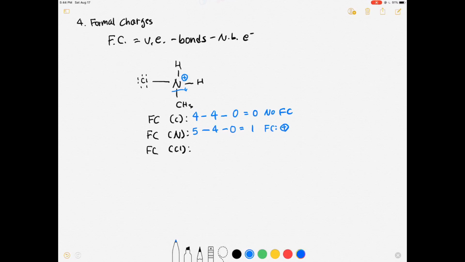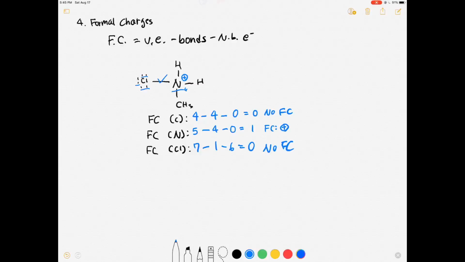For chlorine, how many bonds is it forming? Okay, you know what? Let's start with the valence electron. How many valence electrons does chlorine have? So periodic table, once again, you have 7 valence electrons. Okay, 7 minus, how many bonds is it forming? It has only 1 over here with nitrogen. Okay, so 7 minus 1. And how many lone pairs does it have? So 1, 2, 3, 4, 5, 6. Minus 6. 7 minus 1 minus 6 equals 0.